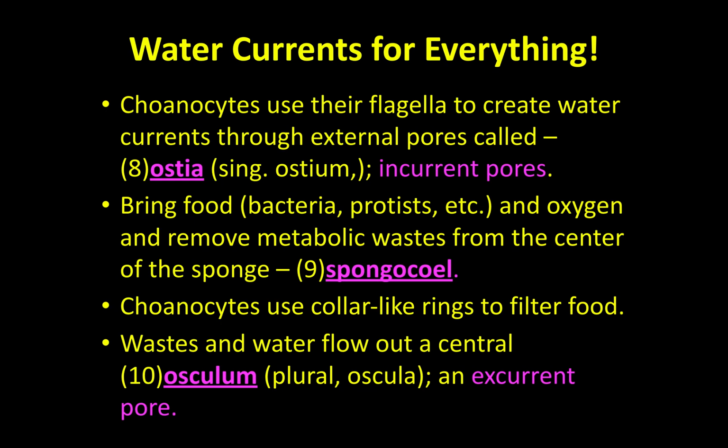All right, we're almost there. So, some other structures that sponges have, there's 3 of them. Can you see the 3 on here? One is called an ostia, one is called the spongocoel, and the last one is called the osculum. So, the ostia, going back to number 8, we call them the incurrent pores. So ostia are incurrent pores.